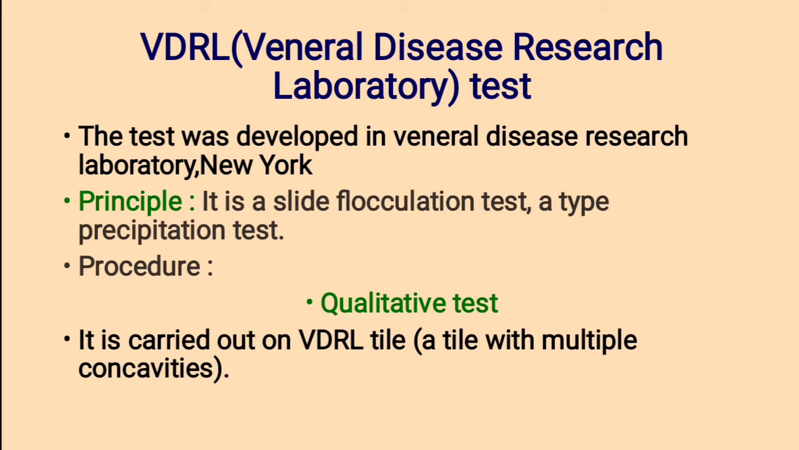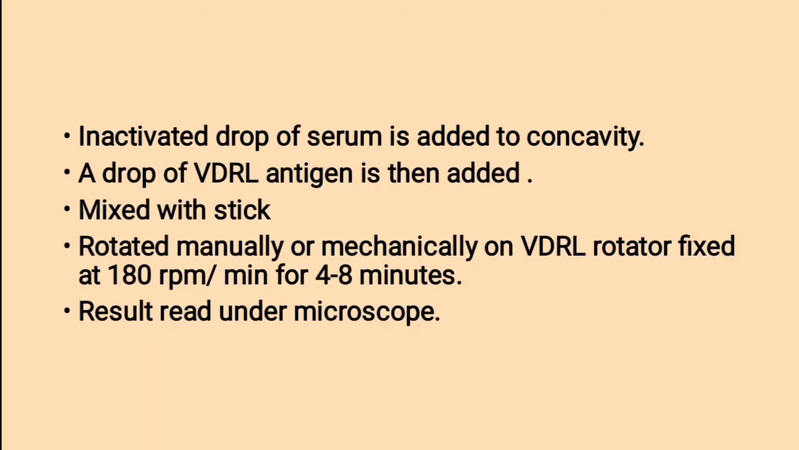Procedure of VDRL. Qualitative test. It is carried out on a VDRL tile, that is a tile with multiple concavities. An inactivated drop of serum is added to a concavity. Then a drop of VDRL antigen is added and mixed with a stick. Then it is rotated manually or mechanically on a VDRL rotator fixed at 180 rpm for 4 to 8 minutes. The result is read under a microscope.